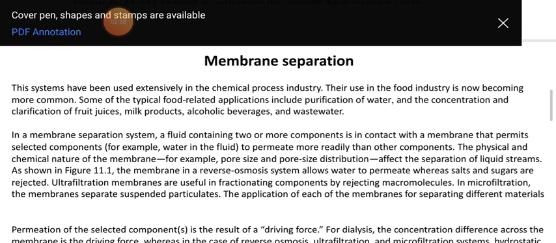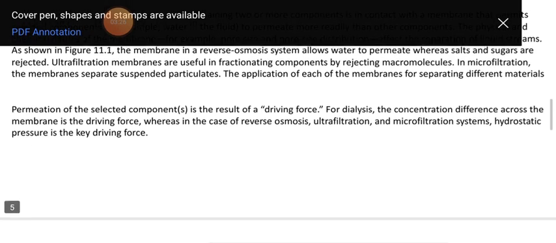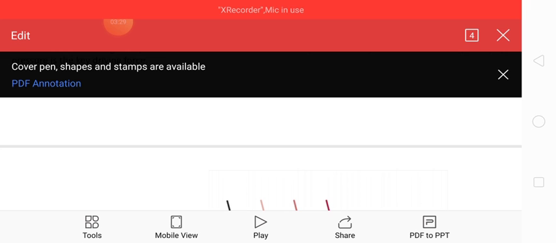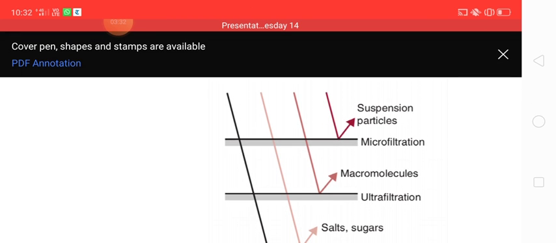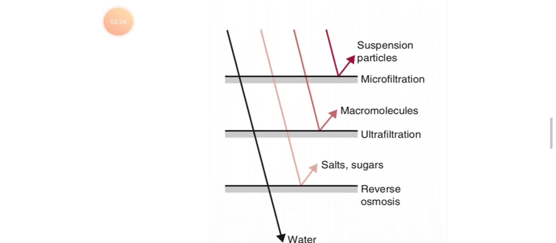There are several factors on which membrane separation depends. Firstly, the physical and chemical nature of the membrane. What does that include? For example, the pore size and the pore size distribution affect the separation. These are the factors which affect the separation process. Now if you look at the figure given in the next slide, I'm coming to that slide. So this is that slide.